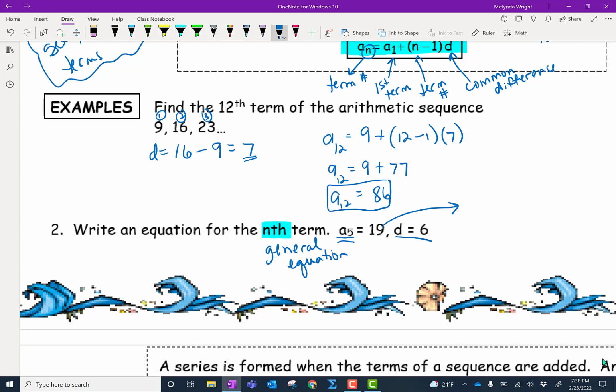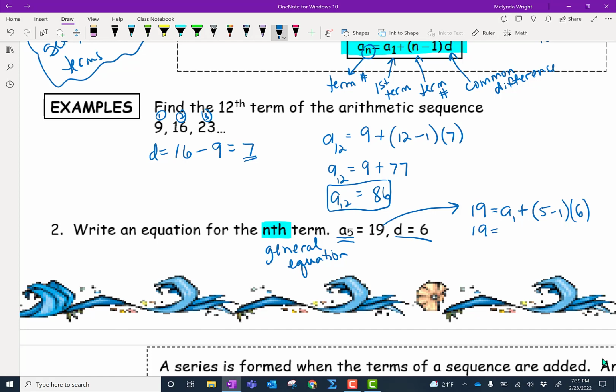So if I want the 1st term, I have the 5th term, 19 is the 5th term. I want a sub 1, I don't have it, so we're using the formula from up there. That 19 is the 5th term, and our common difference is 6. Now our job is to simply combine like terms and solve for a1. We need our 1st term.